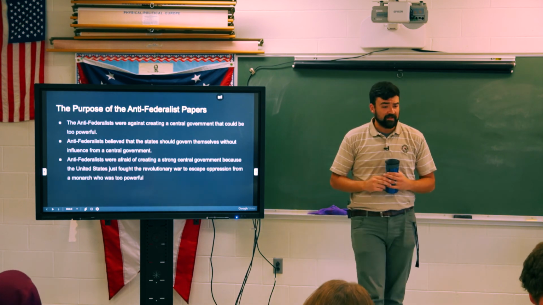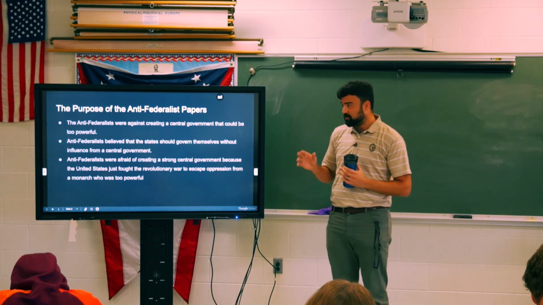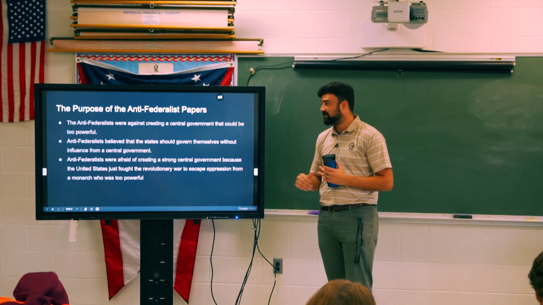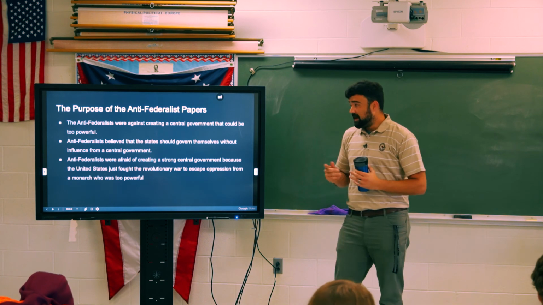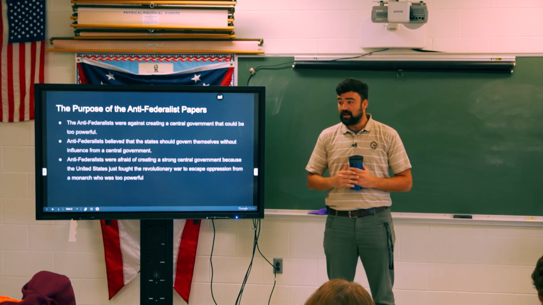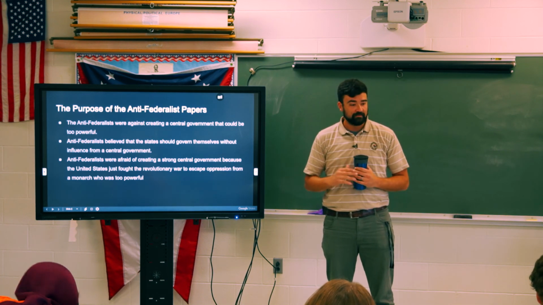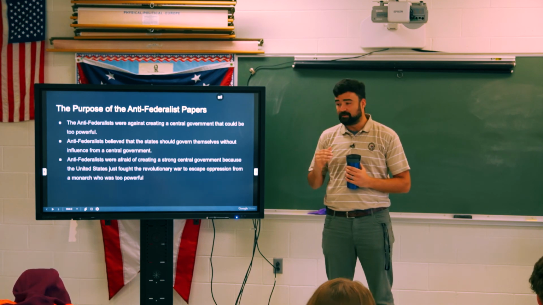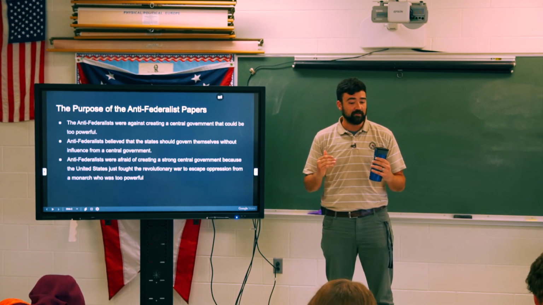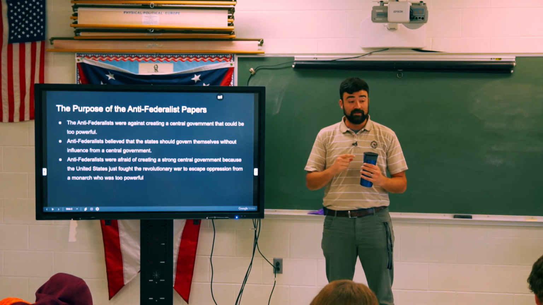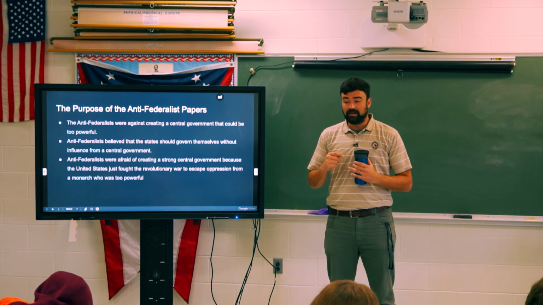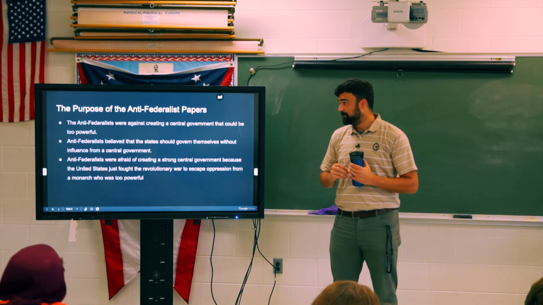Here's the purpose of the Anti-Federalist Papers. There's more to it, but we're going to go over three main purposes here. First, the Anti-Federalists were against creating a strong central government. If you ever are asked a question, what were the Anti-Federalists, what did they believe in, or what didn't they believe in, you could say they were against a strong central government.